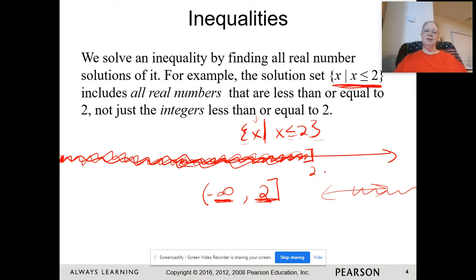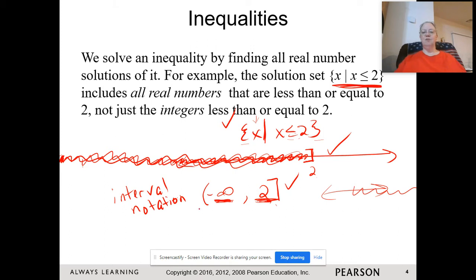The biggest reason why colleges use bracket and parentheses on the number line is because we use bracket and parentheses with our interval notation. It's called interval notation. Okay, so whatever we used on the number line, that's the notation we're going to use for our interval notation. And infinity always gets parentheses.